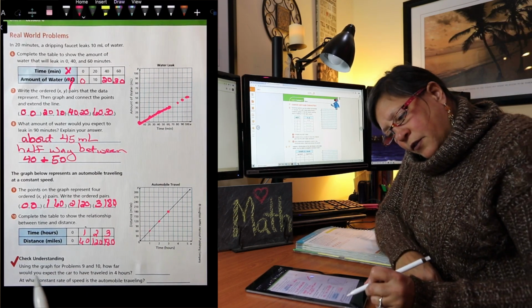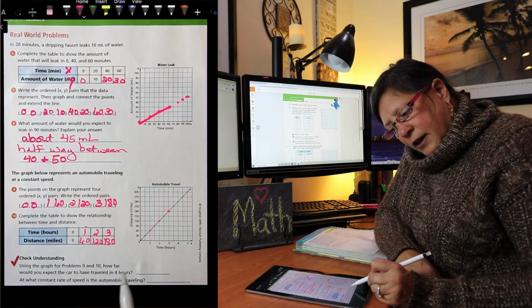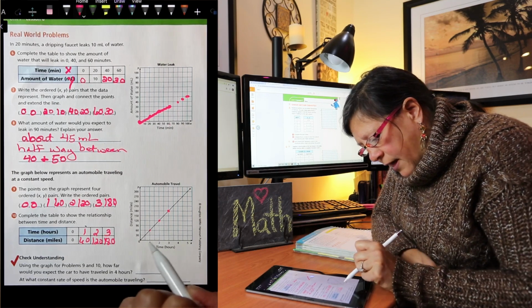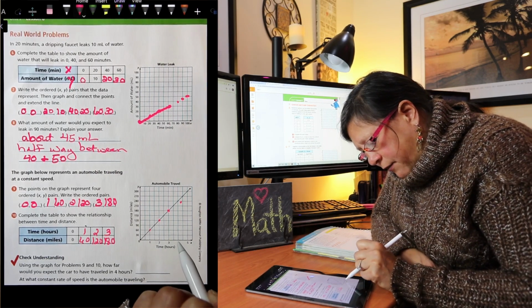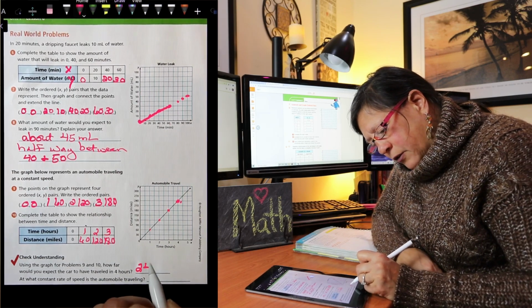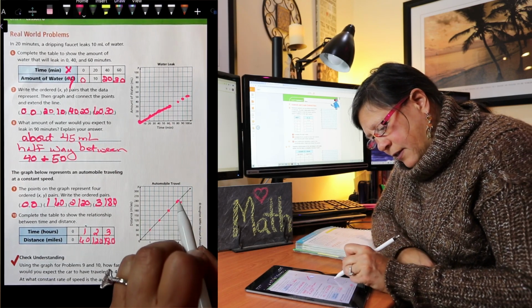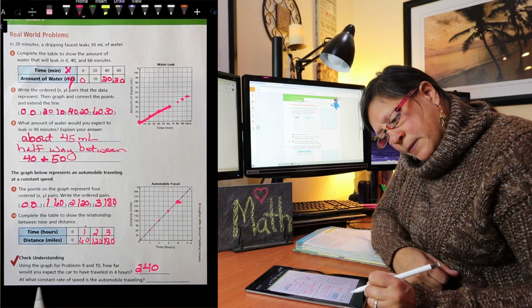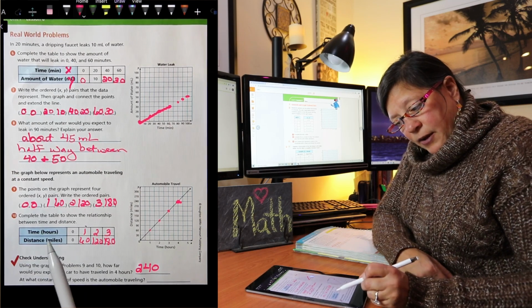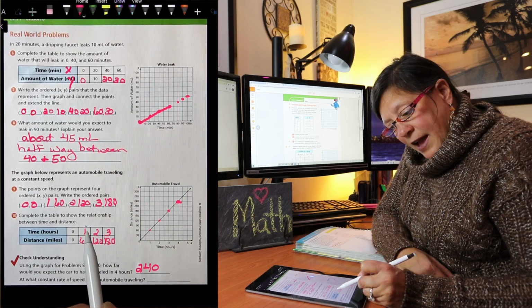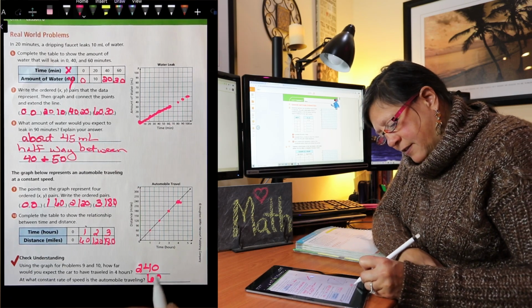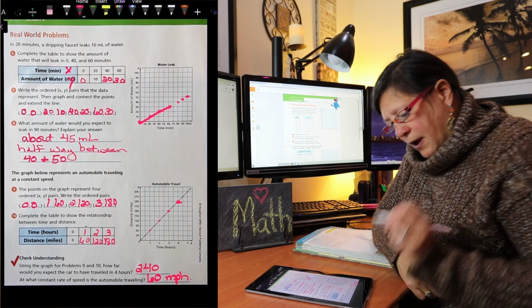Okay? So using the graph for problems 9 and 10, how far would you expect the car to have traveled in 4 hours? Well, we can follow that line, and at 4 hours, we'd be right here. It would be 240 miles. Okay, that's where it crosses through. At what constant rate of speed is the automobile traveling? Well, right here it says at 1 hour, it's 60 miles. So that means it is 60 miles per hour.